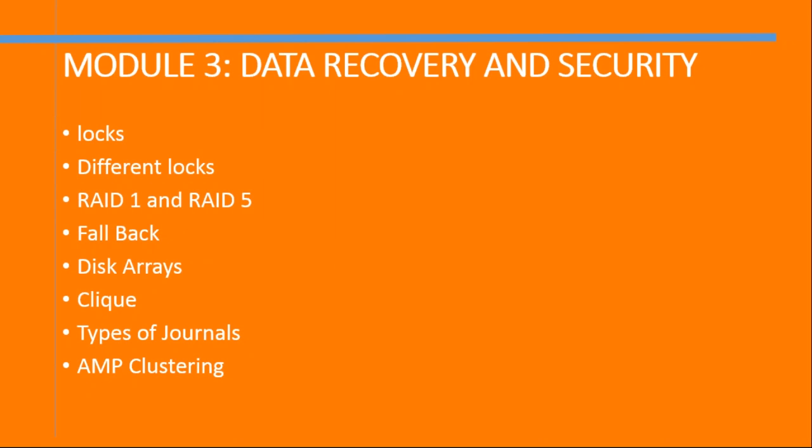Module 3 talks about data recovery and security. Data recovery in the sense of what different scenarios, features or functionalities are available whenever any disaster happens. How I can still use or refer to my data whenever anything goes wrong. And security allows only authenticated or authorized users to access the data or the objects, or to log into the system.